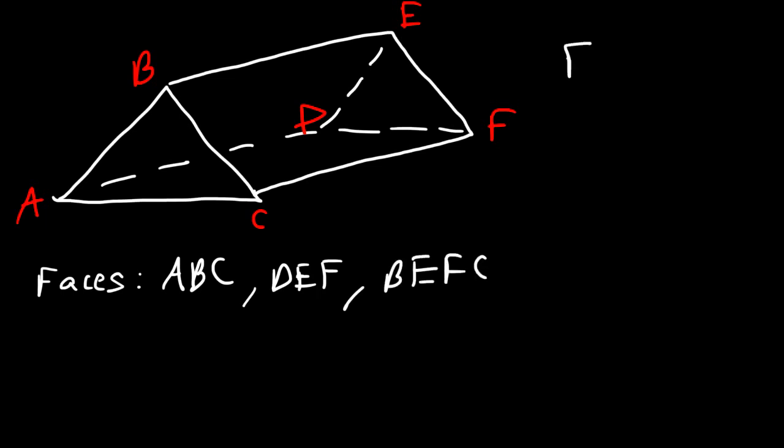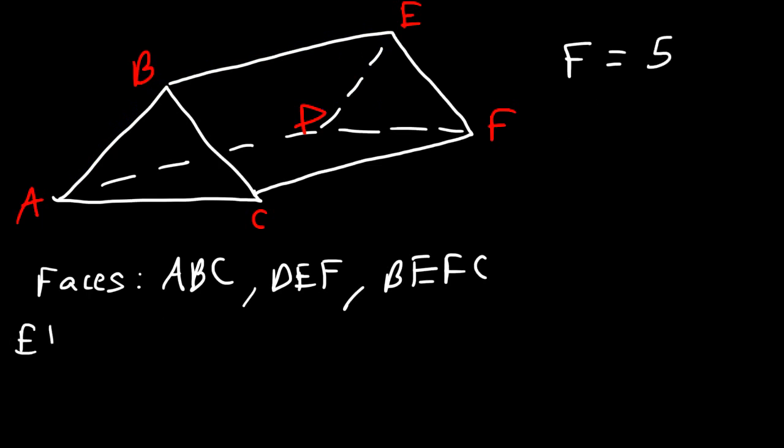Now let's calculate the total number of faces. So the first one was ABC. The second one, DEF. The third, BEFC. Now a fourth one is the one on the bottom, ADFC. And then the one on the back left, ABED. So that's the fifth one. There's a total of 5 faces in this figure.